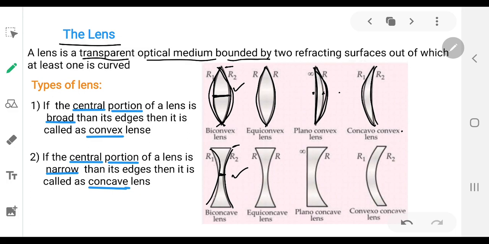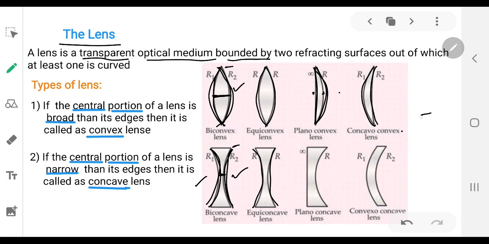In case of a concave lens, it is subclassified into four types. As it has two curved surfaces, it is called a biconcave lens. Now, if the curvature of both the surfaces in a concave lens is the same, then it is called an equiconcave lens.